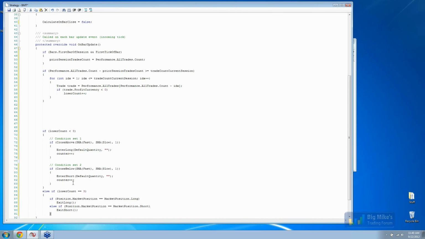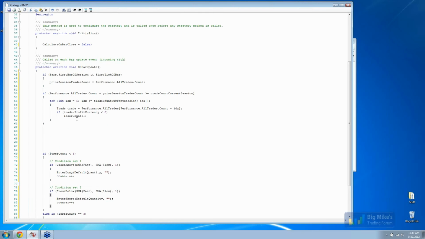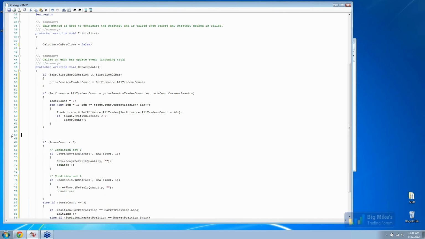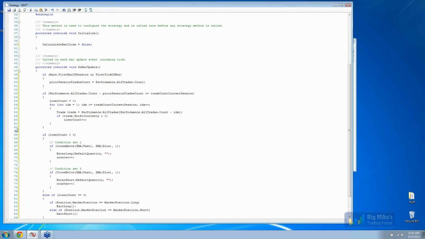Okay, so now that I have this loser count incrementing, I also need to set a restart point for this. And the restart point for this should actually be before this for loop. So before this for loop, I'm going to go ahead and add in loser count equals 0. So every time we come into this loop to check how many losers we have, or how many losing trades in a row we have, we can go ahead and have a fresh count of that.